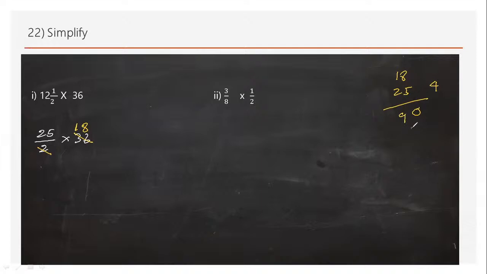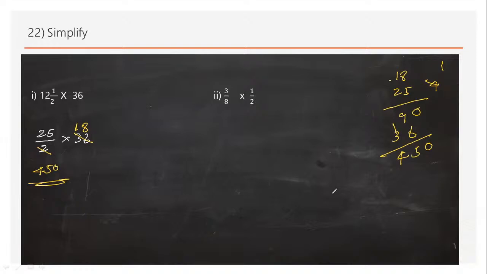2 times 8, 16, 1 remainder. 2 times 1, 2 and 1, 3. 0, 15, 1 remainder, 450. In the paper, I think I have mentioned 2.5 in front, but it is 12.5 into 36, right? That is 450.